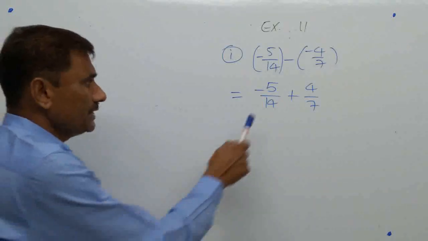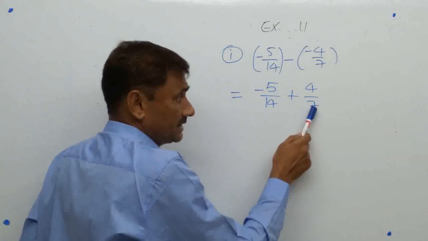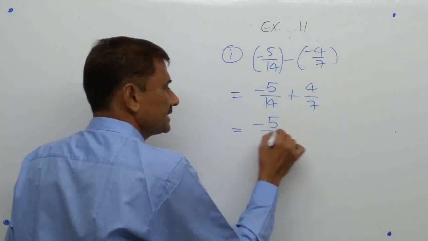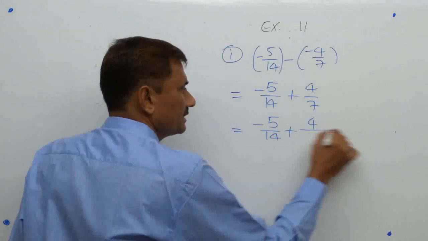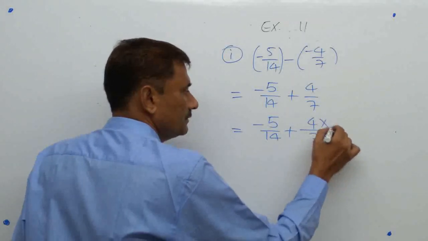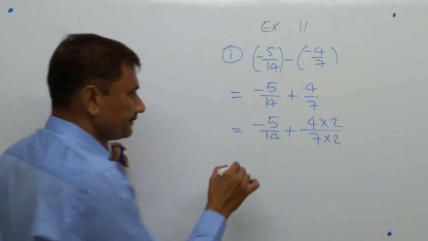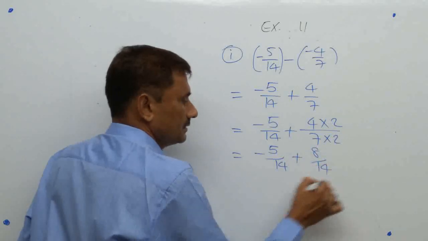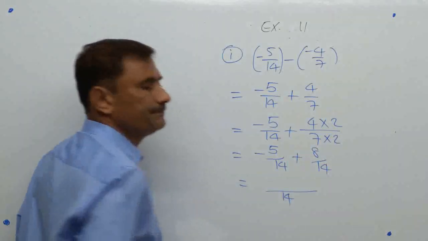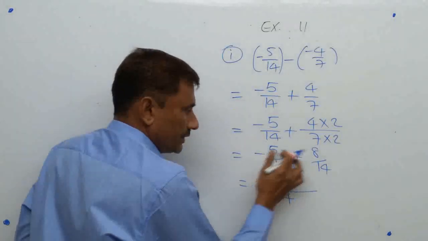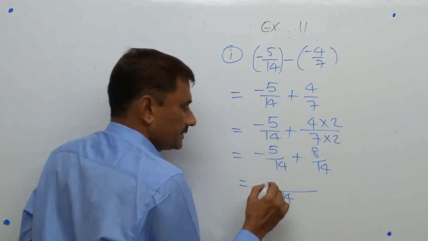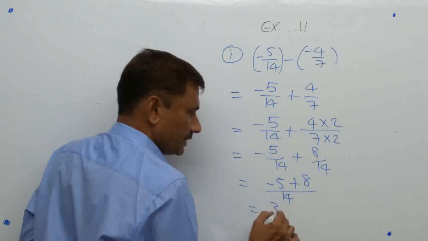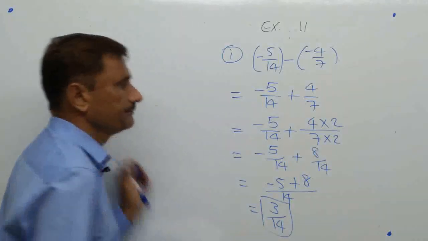Again 14 is the LCM. Why? It is a multiple of the smaller one, so the bigger one itself is the LCM, no need to take LCM separately. Just like the earlier sum, I have to make 14 here also by multiplying by 2. So it is minus 5 by 14 plus 8 by 14. Now write it that way, 14. They are going to combine, so one long line should be there, once only, not twice. So minus 5 plus 8 means 3 by 14. Nothing to do now, it is in simplest form.